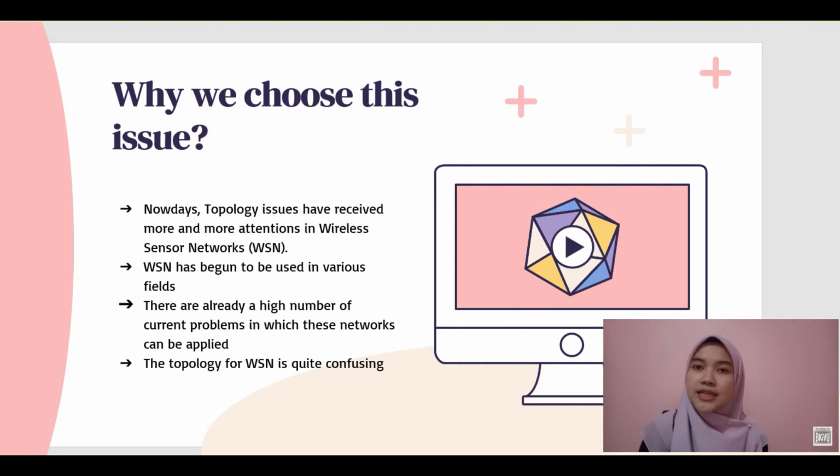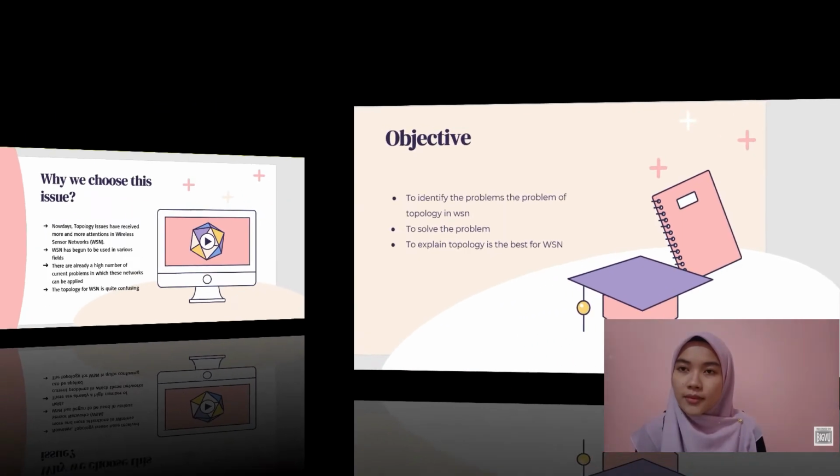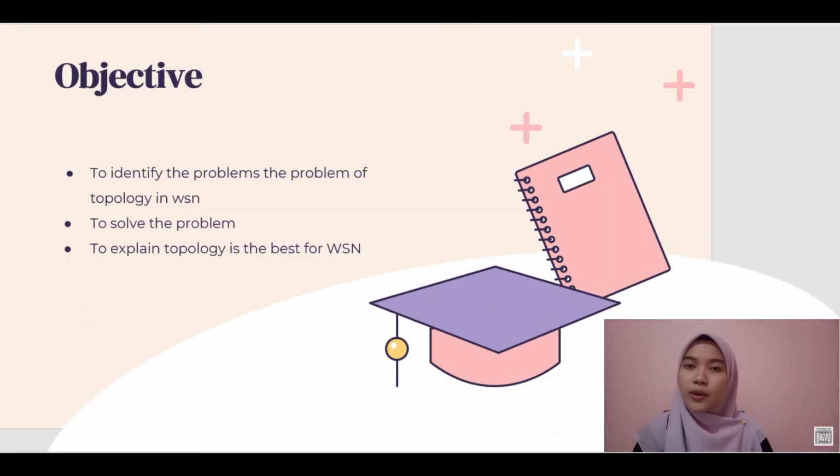Next, why do we choose this issue? It is because nowadays topology issues have received more and more attention in wireless sensor networks, and WSN has begun to be used in various fields. As it is used in various fields, there are already a high number of current problems to which this network can be applied. And last but not least, the topology for WSN is quite confusing, so that's why we chose this issue. Next, our objective is to identify the problems of topology in WSN and of course to solve them, and to explain that topology is the base for WSNs.